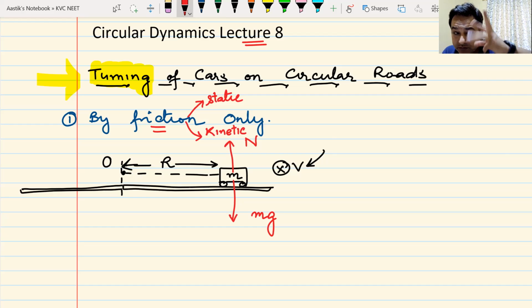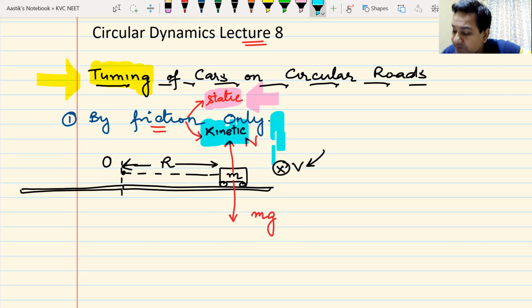The wheels are rotating. What type of friction will give this car the required centripetal force? And if your answer is static friction, my dear friends, that is correct. Static friction will be giving it the required centripetal force. Now you would ask, sir, why not kinetic friction?